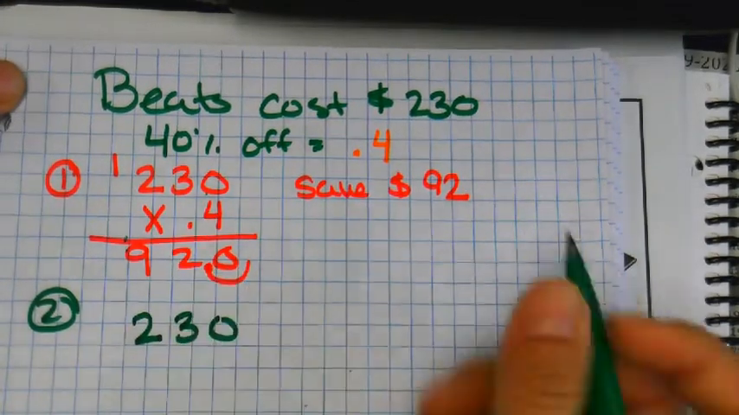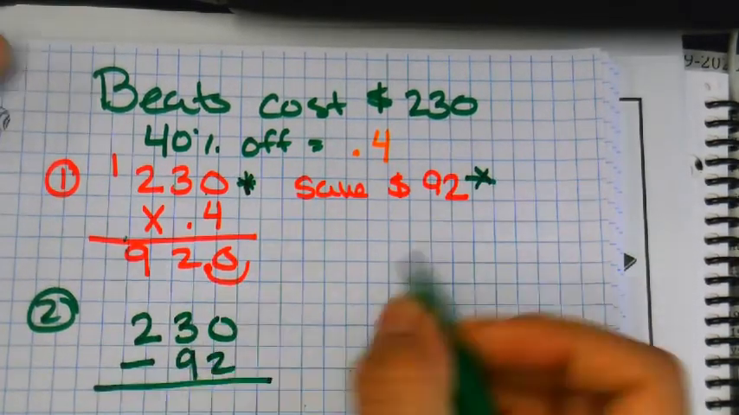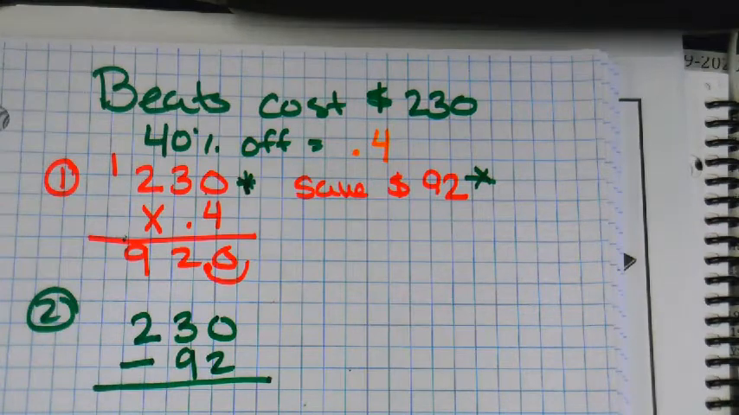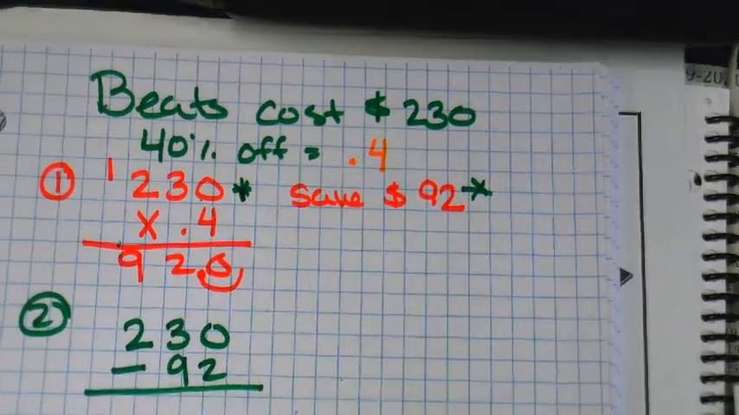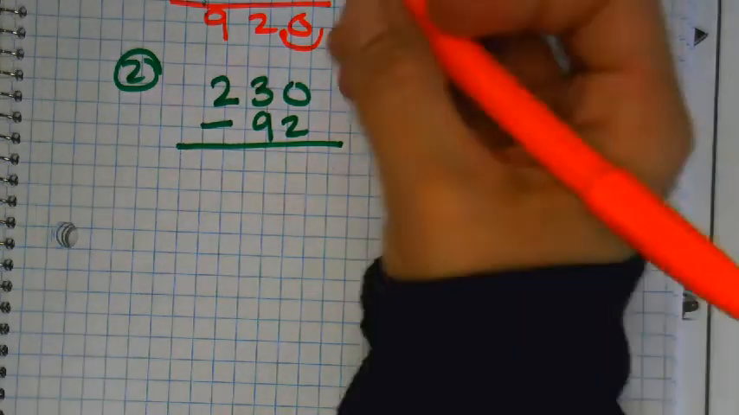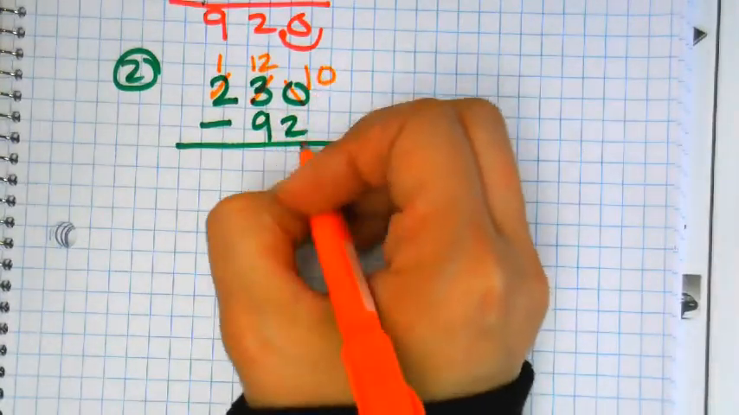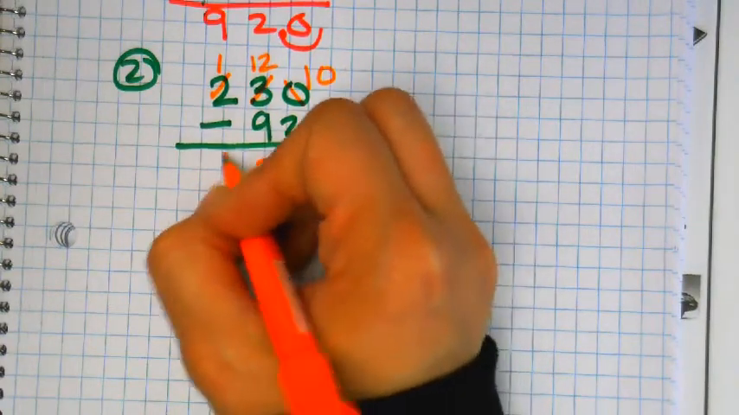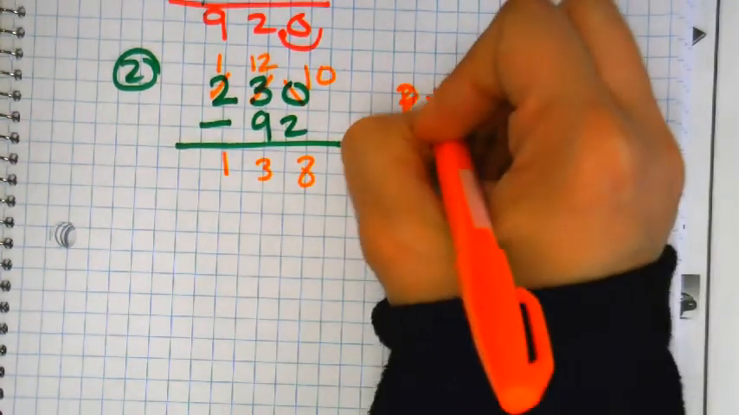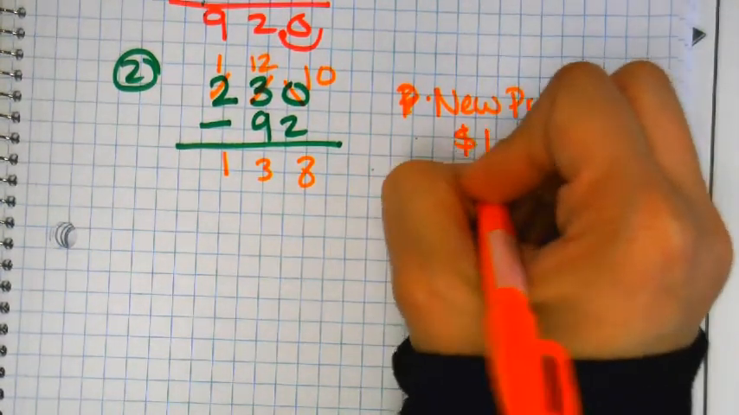Okay, second step, what is it? Subtract 230, which is your original price, minus 92. You can do this before I can. Fantastic. Make sure you borrow correctly. So the new price is equal to 138.